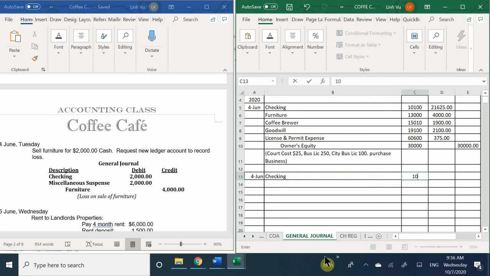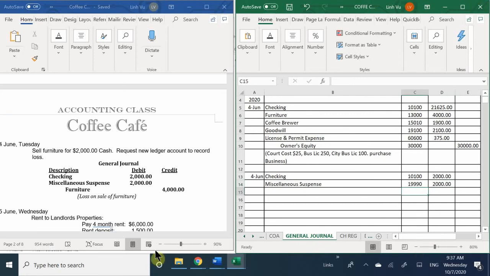So in this case, 10,100 for $2,000. Okay? My miscellaneous suspense account. It's my random account. It's a placeholder account. Miscellaneous suspense. All right. And it was for 19,990 for the $2,000.